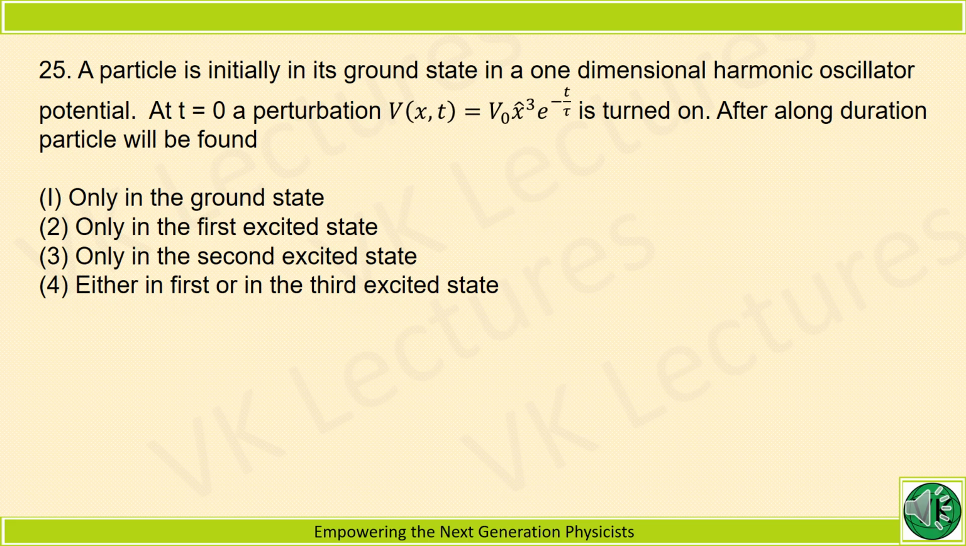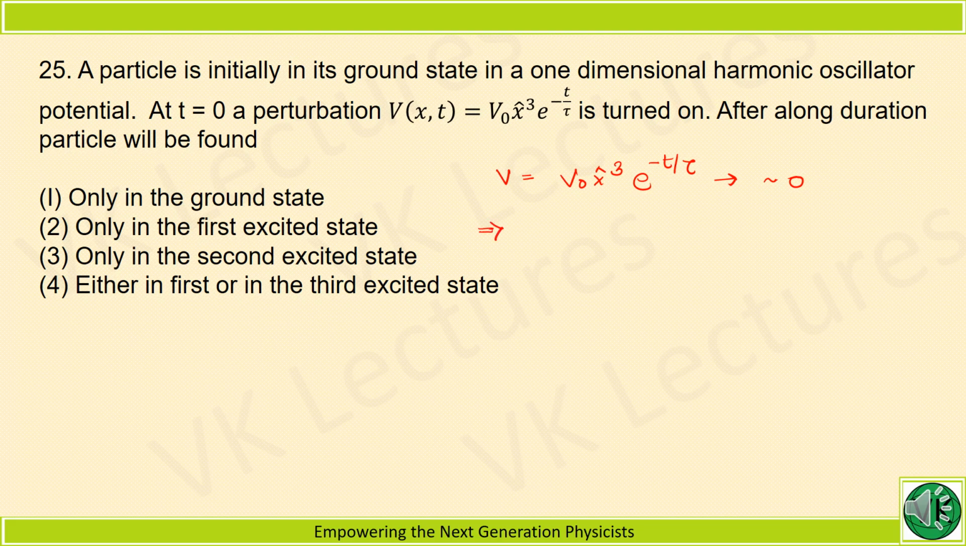So we have the perturbation, which is V equal to V naught x cubed e to the power minus t by tau. We can see that this is an exponentially decreasing perturbation, and after a long time the perturbation will decay to 0. This function will last as long as it is non-zero, that means at infinite time it will become 0.